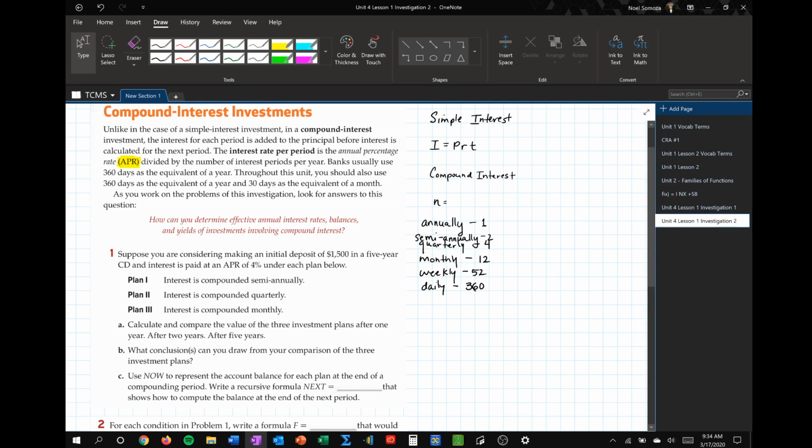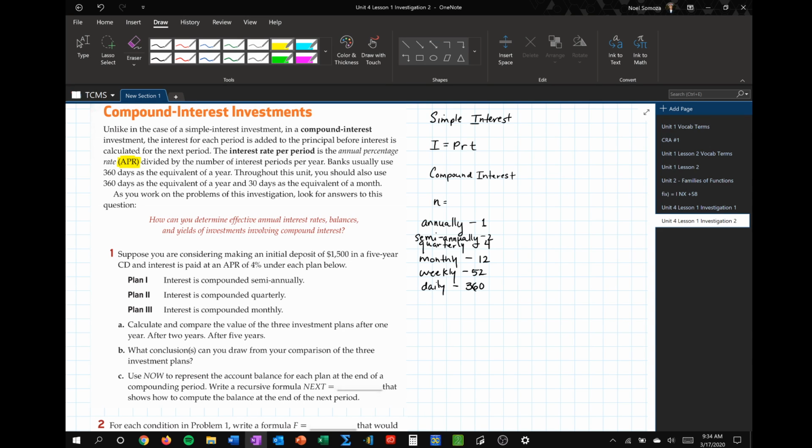All right, so now number one. It's asking us, suppose that you're considering making an initial deposit of $1,500 in a 5-year CD. Interest is paid at an APR of 4%. Now, so far, from what we've read, it doesn't indicate whether that APR is simple interest or compound interest. But the key word typically pops up. And so here you see it, that you have 3 different plans, right? So you want to find out which plan is going to be the most effective for your investment.